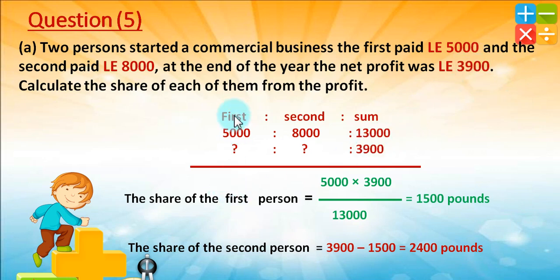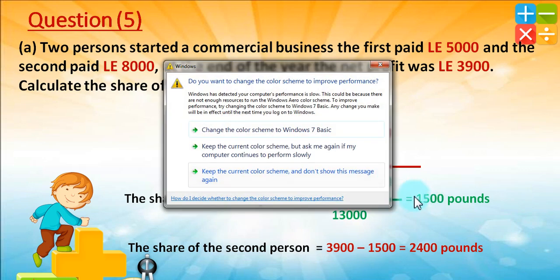3,900. So the ratio, when I calculate the share of the first, is 5,000 times 3,900 and dividing it by 13,000. When we simplify, in the simplest form, we have here 3 zeros, divided by 1,000 and also divided here by 1,000. It's too easy. 13 divided by 13 equals 1. 39 divided by 13 equals 3. 3 times 5 equals 15. And we have here 2 zeros.